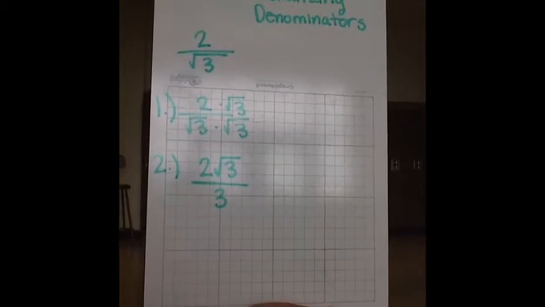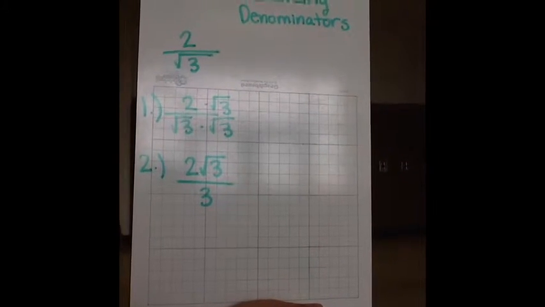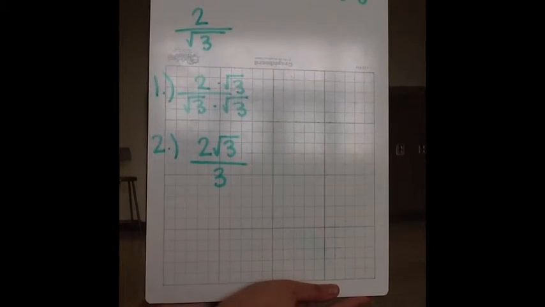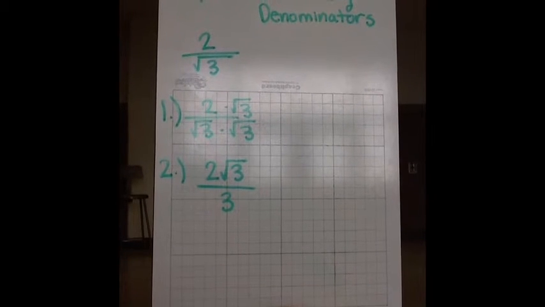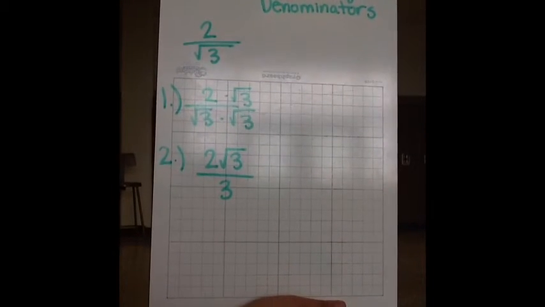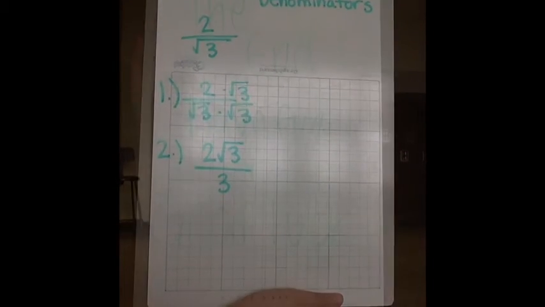Finally, number 10, rationalizing denominators. So our first equation is 2 over the square root of 3, and we want to multiply that by square root of 3 over square root of 3, which equals 2 times the square root of 3 over 3. The end.